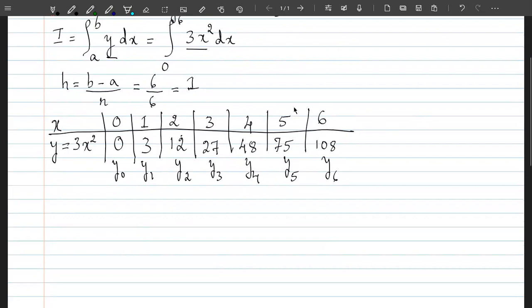So let's see. Here we are using Simpson's 1/3 rule. So first let's write that rule here.